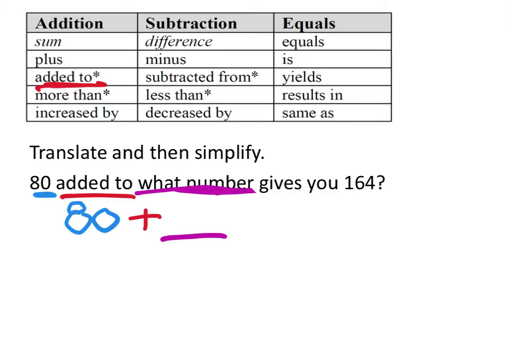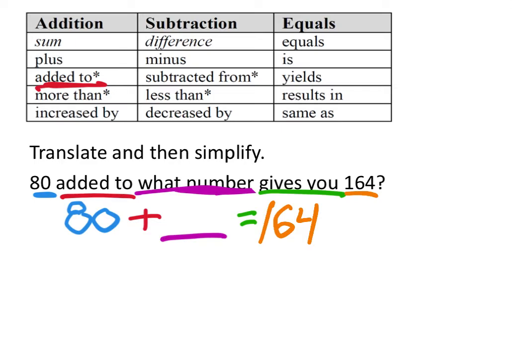And it gives you, so that's an equals. Again, I know that's not in the equals table here, but it indicates that it would be some value, which in this case is 164. All right, so this sets up a problem like a fact family, right?